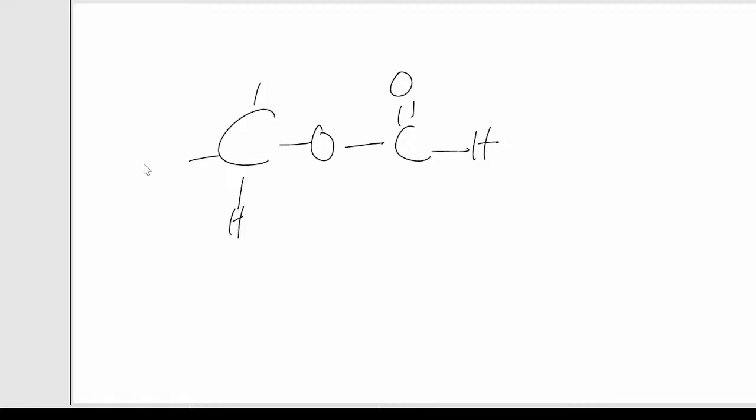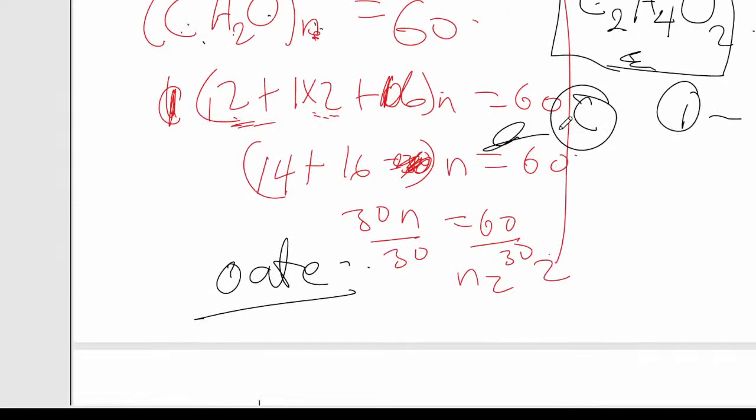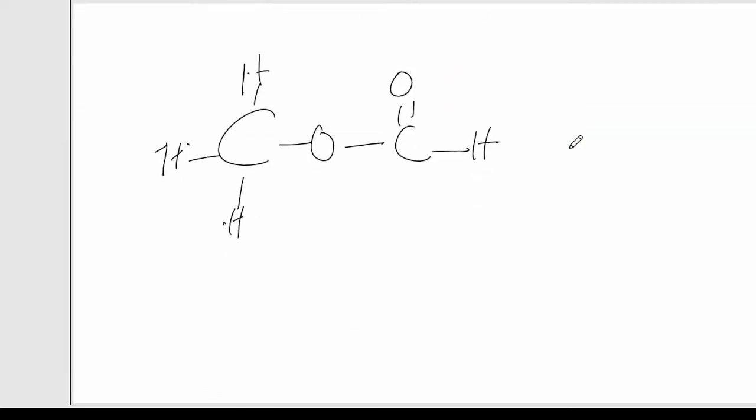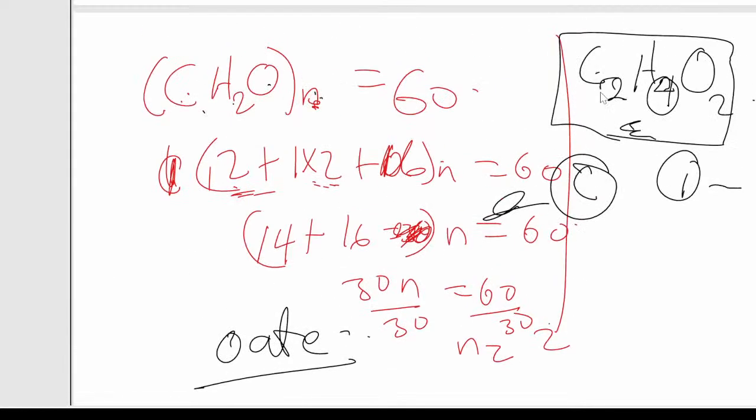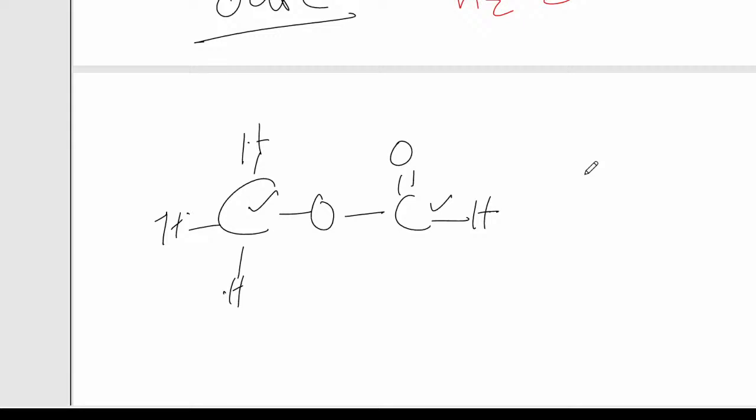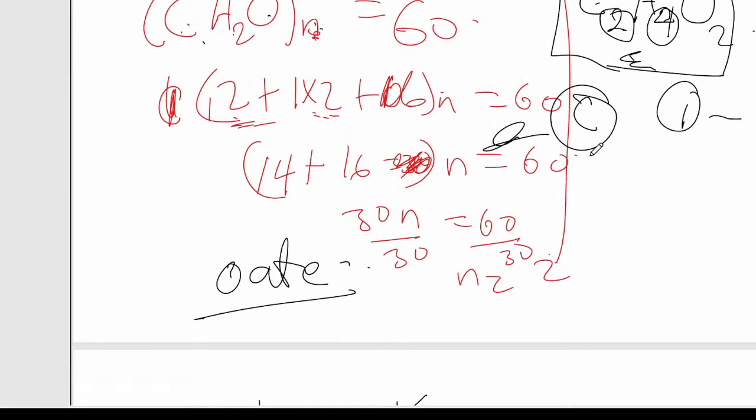Yeah, so that ester is going to look like that. 1, 2, 3, 4. So 4 hydrogens. You see, these are the 4 hydrogens. And then 2 carbons. And then 2 oxygens, which are the 2 oxygens there.